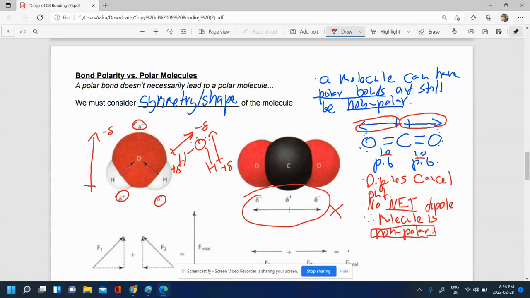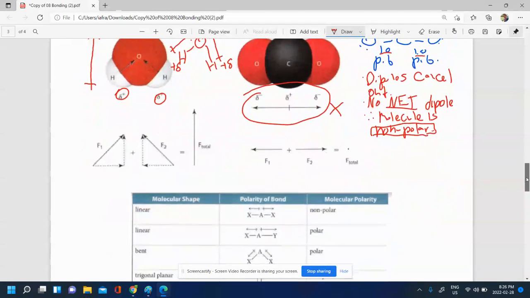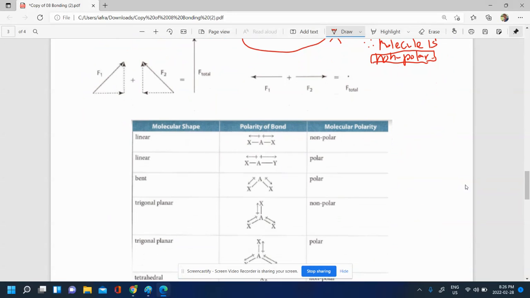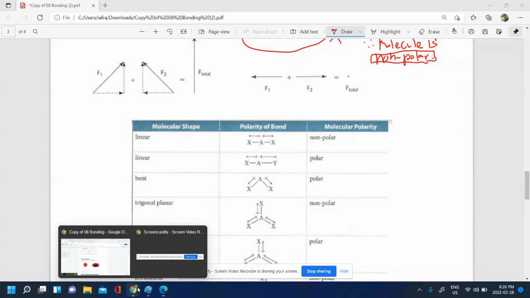And so if you understand how these vectors add together and cancel out or don't cancel out based on the symmetry of the molecule, then it's fairly straightforward to determine if your molecule is polar or not. But you have to analyze the bonds within. So this is a great visual to go over before we continue going forward.